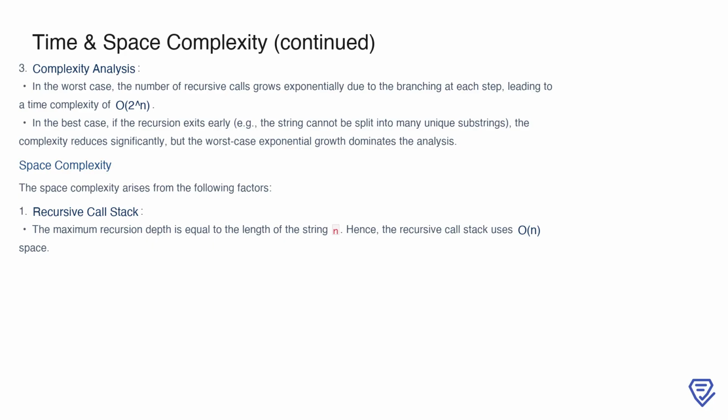On the other hand, the space complexity originates from 2 main factors: the recursive call stack and the seen set used to track substrings. The recursion depth corresponds directly to the length of the string n, meaning the call stack uses O(n) space. This is because, at most, the algorithm will have one recursive call for each character in the string as it progresses deeper into the recursion.